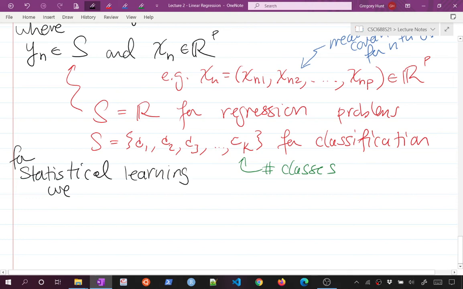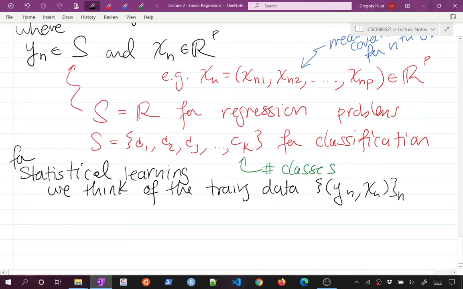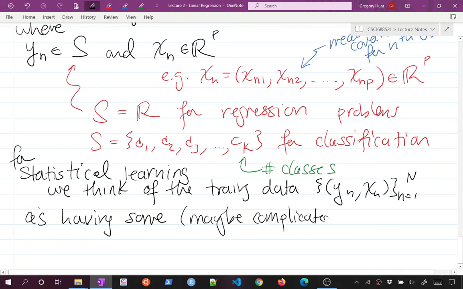Let's rewrite that. We think of the training data, this collection of Yn's and Xn's, this collection of n of these things, as having some maybe complicated joint distribution. So what really, statistical learning is basically machine learning done by statisticians.